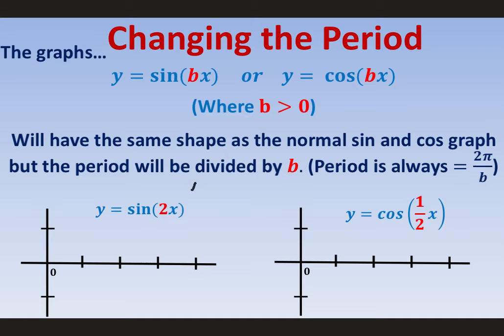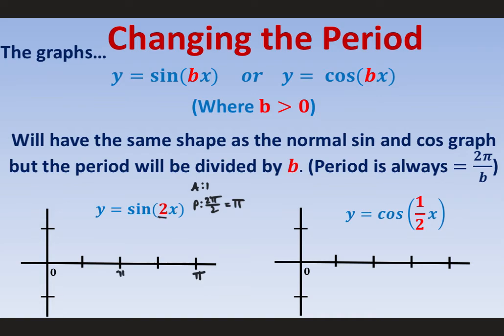So the first one here, our amplitude is still 1. Our period is going to be 2 pi divided by that period modifier of 2. 2 pi divided by 2 is just pi. So what that means is that our fourth mark over now, instead of being 2 pi, is pi. We find the other marks doing the same thing as before. We cut it in half.